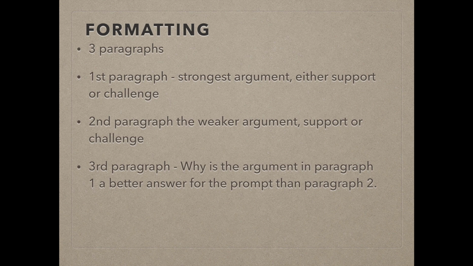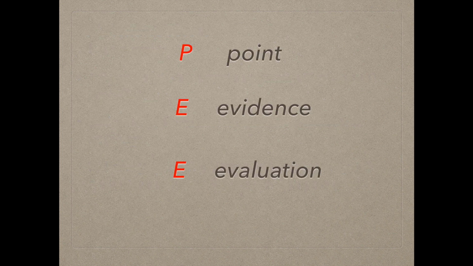Now, when you're actually formatting each one of these paragraphs, I'm going to give you a hint here about what to do. And it's going to sound silly, but trust me, you'll actually remember this. And that is, whenever you're writing your paper 2 question Bs, you need to PEE all over that question B. You need to provide a point, evidence, and evaluation. So you PEE for each paragraph.